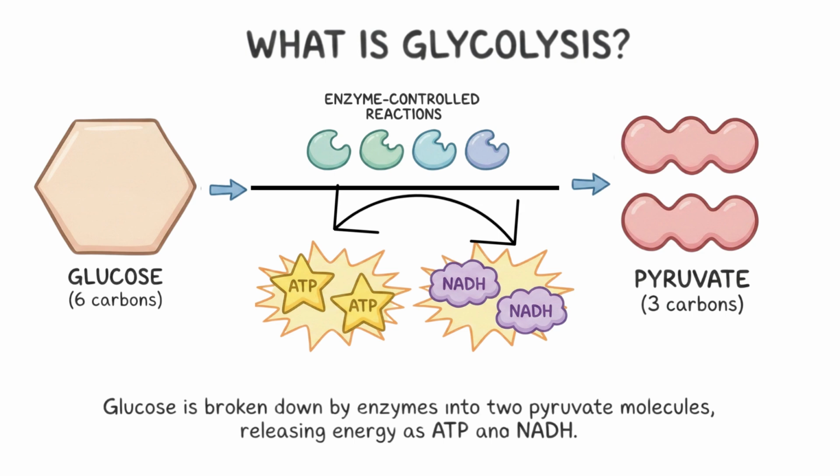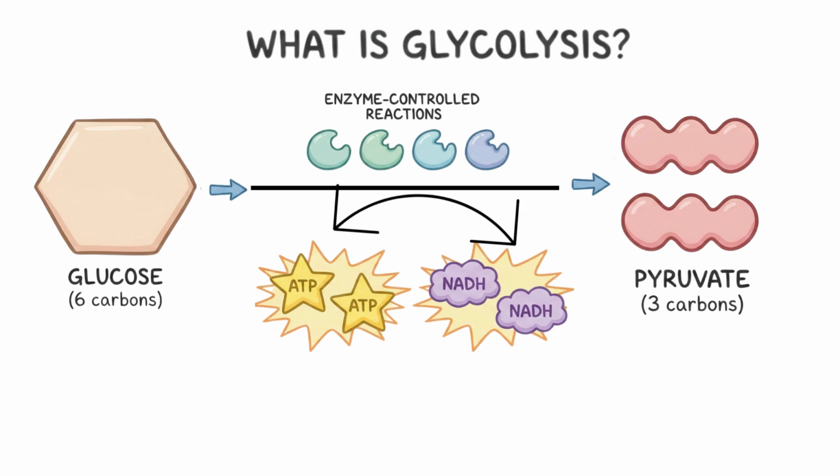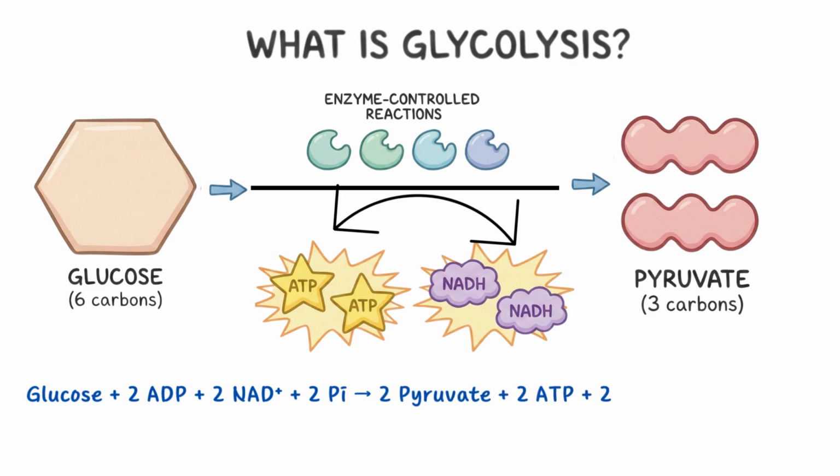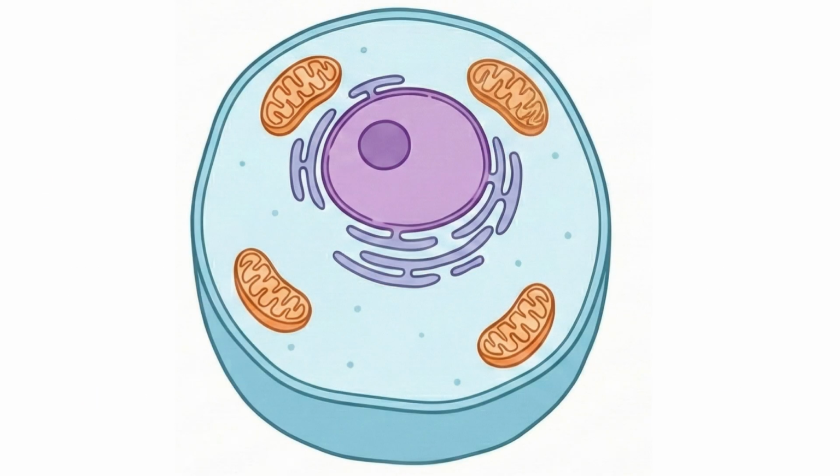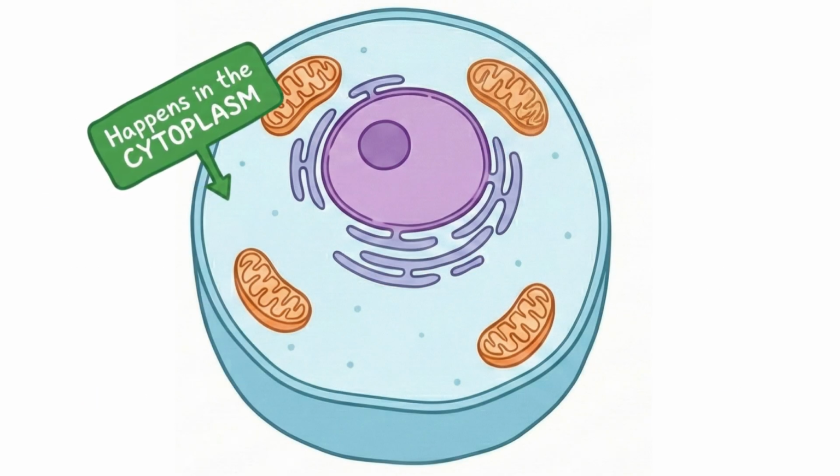The entire process of glycolysis can be written in the form of an equation. We call this the glycolysis equation. This equation has one glucose molecule plus two molecules of ADP plus two molecules of NAD ion plus two molecules of phosphate to produce two pyruvate plus two molecules of ATP plus two NADH, two molecules of hydrogen ion plus two molecules of water. The entire process of glycolysis happens in the cytoplasm of the cell, not in the mitochondria.